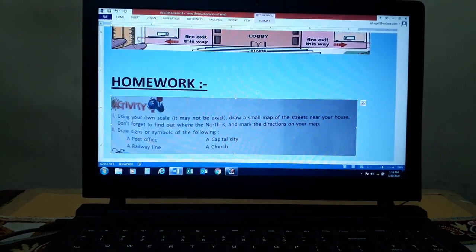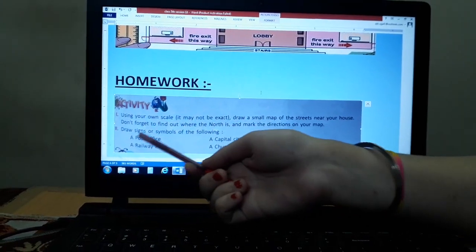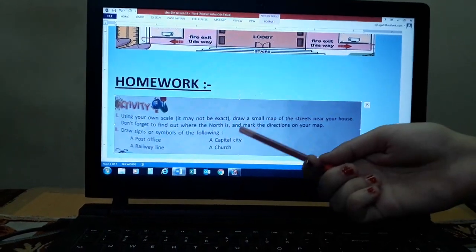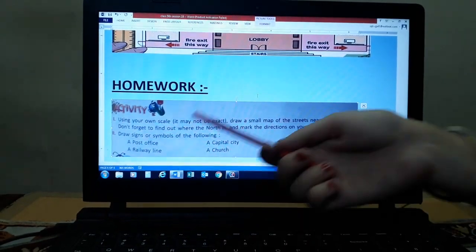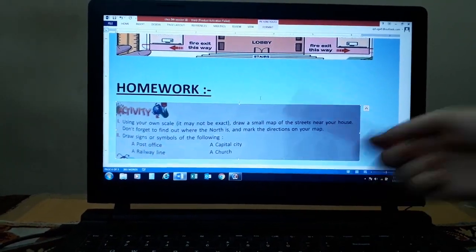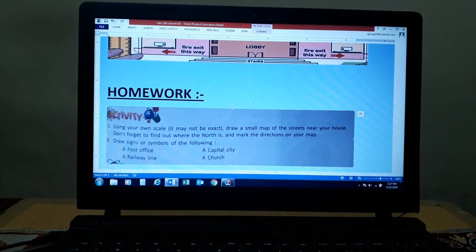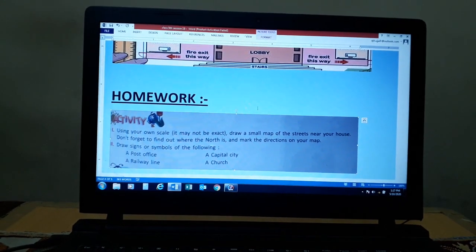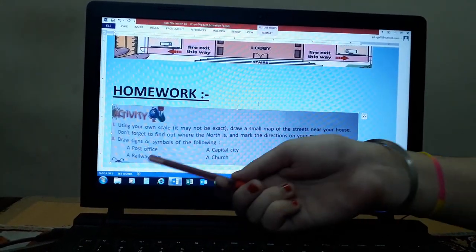Students, the next homework is, you have to draw the signs or symbols of the following: the post office, a railway line, a capital city, a church. We discussed the conventional symbols, students. You will have to draw the symbols and signs for these particular things.